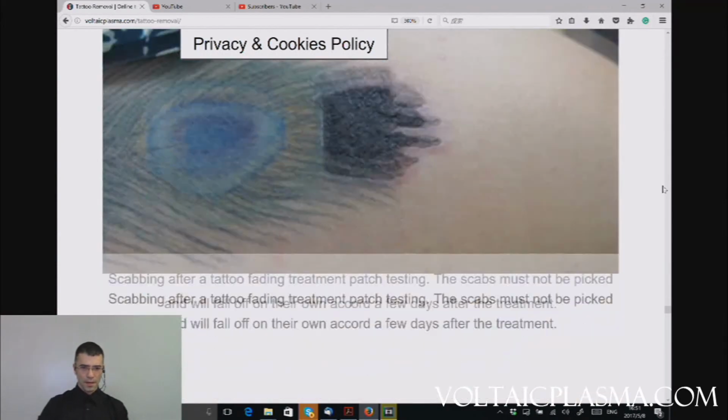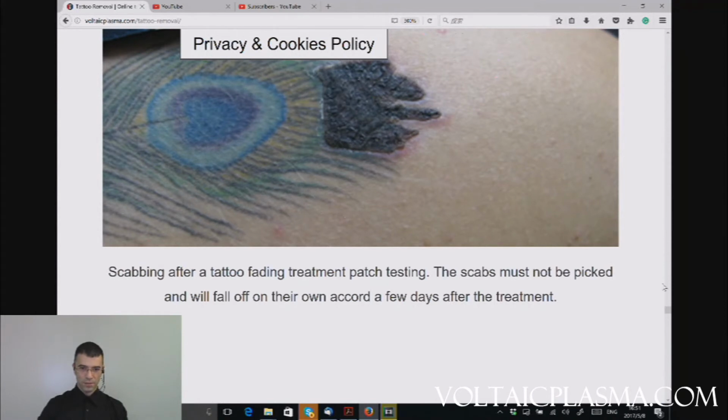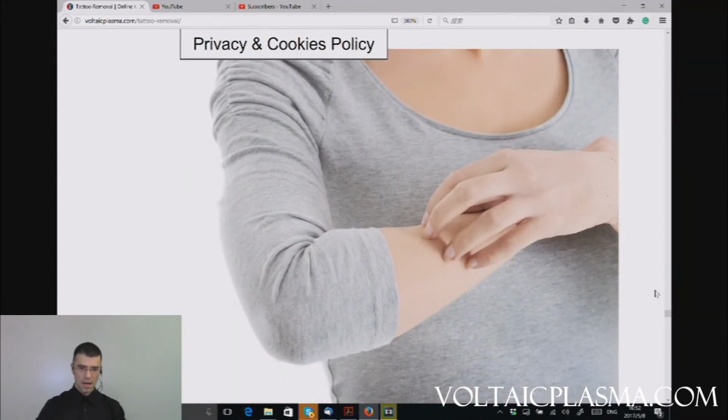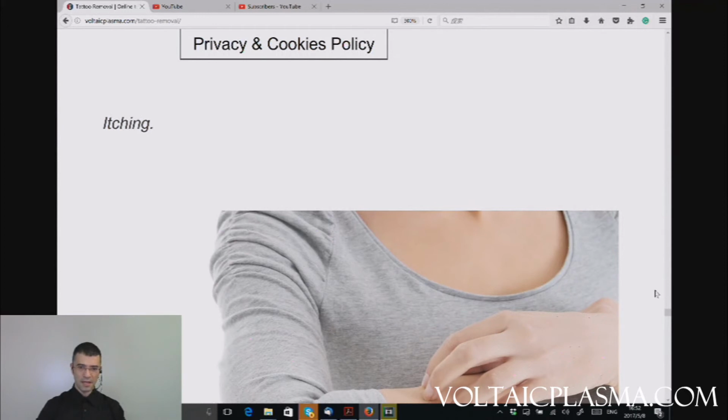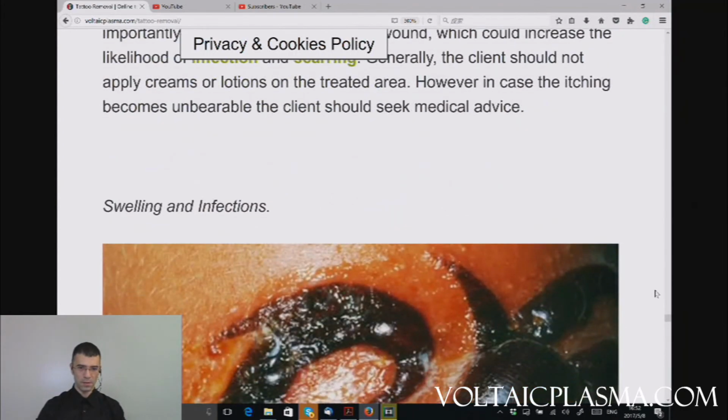Now, this is the crusting, the scabbing after a patch test on tattoo removal, which has got to fall off on its own accord. Now, the area can be itchy during the healing process, and it's normally a normal reaction. There's nothing to be worried about.